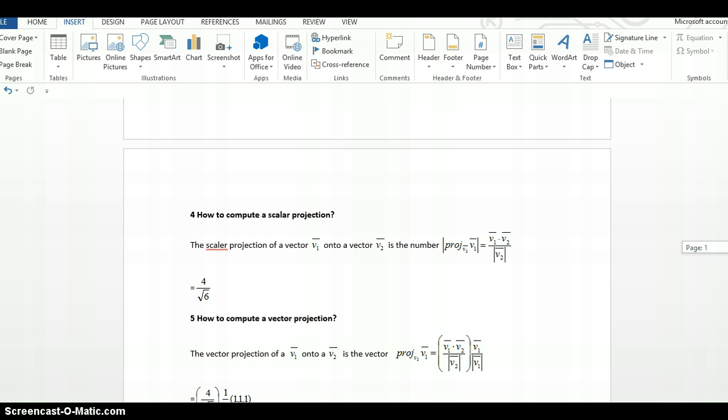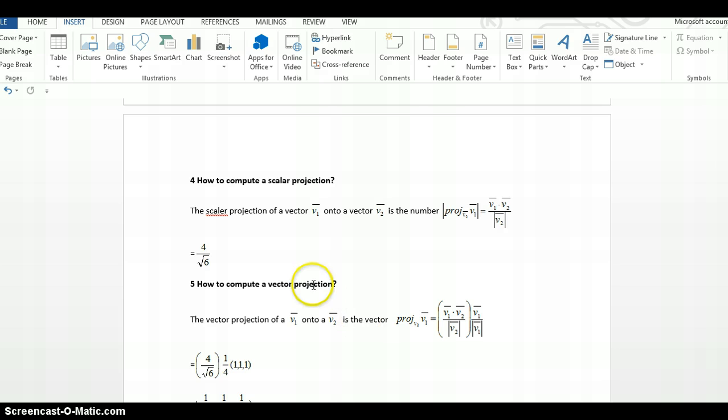So how to compute a scalar projection? The scalar projection of a vector v1 onto another vector v2 is a number. You see, it's a number, it's not a vector. It's the dot product between v1 and v2 divided by the modulus, or the positive magnitude.